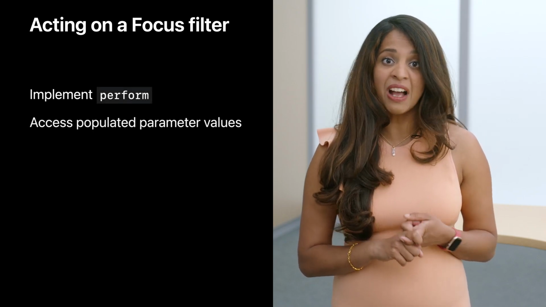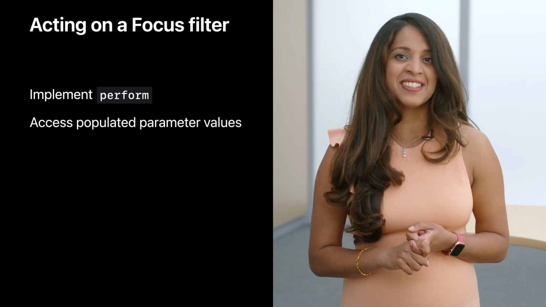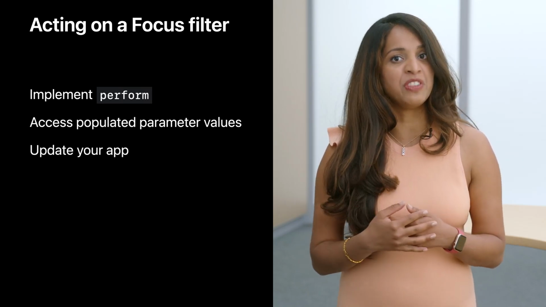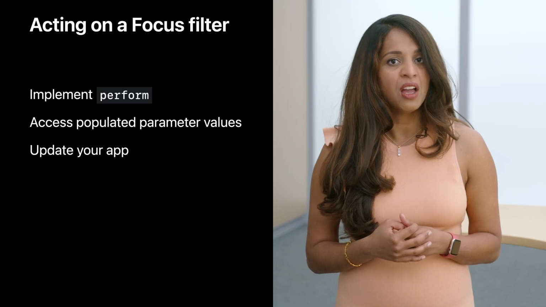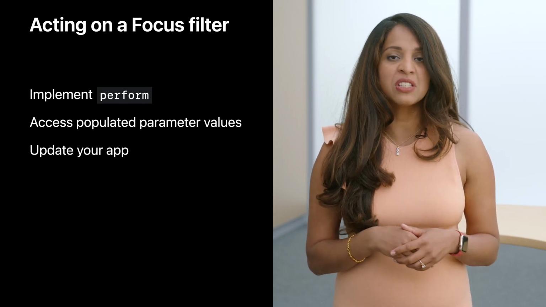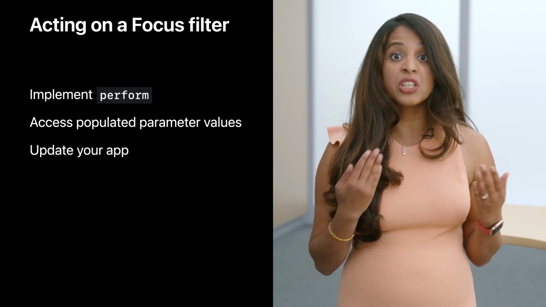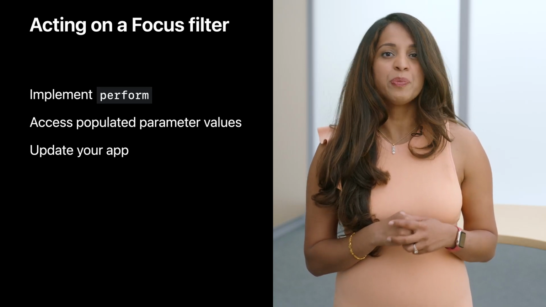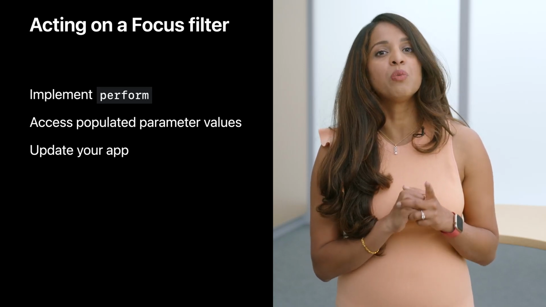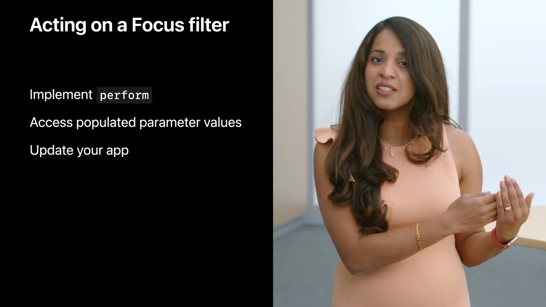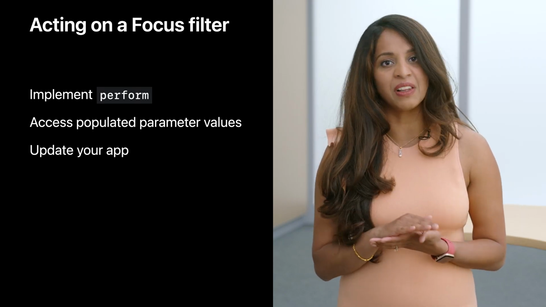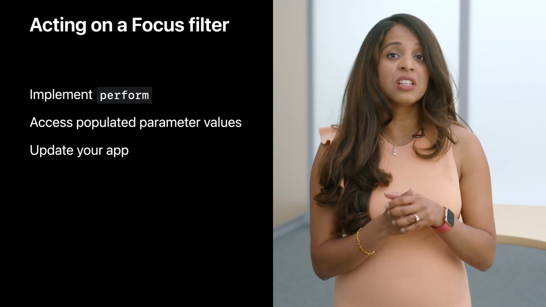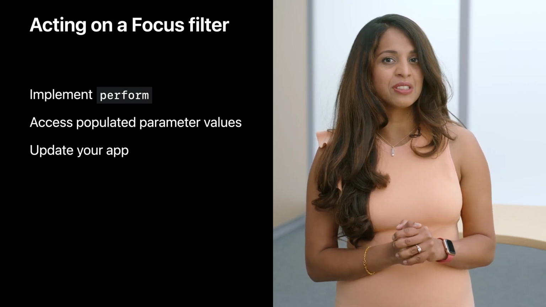Access the populated values for parameters provided via settings, and then use these values to update your app's views and behavior. Your implementation of Perform is called when the system determines that your app needs to respond to a focus transition. Perform is also called when the system determines that the previously delivered values are no longer relevant. In this case, your focus filter parameters are configured with the default values.